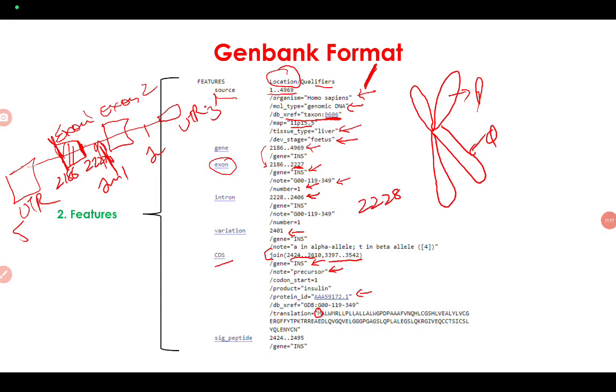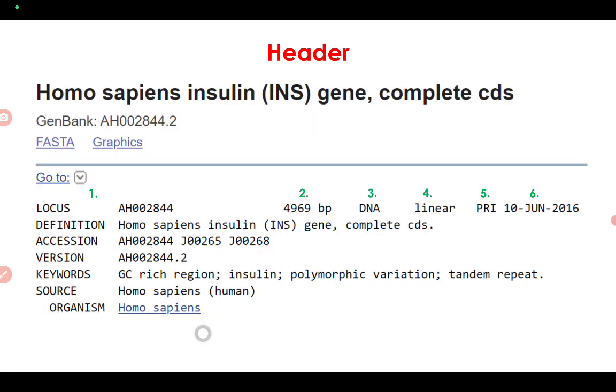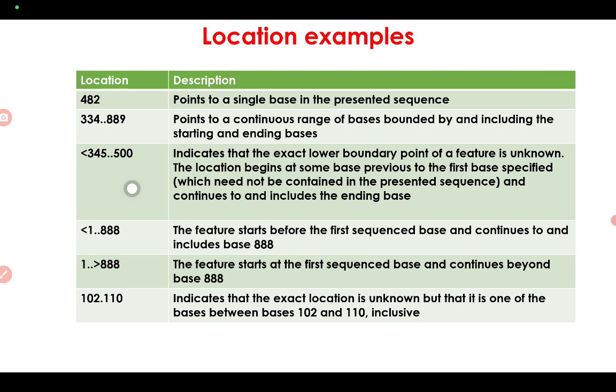So we will quickly go towards this hands-on session so that we can see how they look like. This is the third thing, that is sequence, in which there is origin starting from 1 and ending at a certain number, for example 4000 something, 900 something, and here double forward slash are there. So we will go towards this particular header and feature thing in our hands-on session.